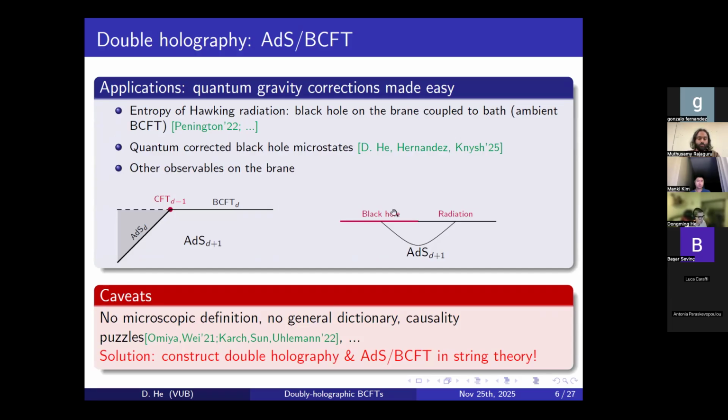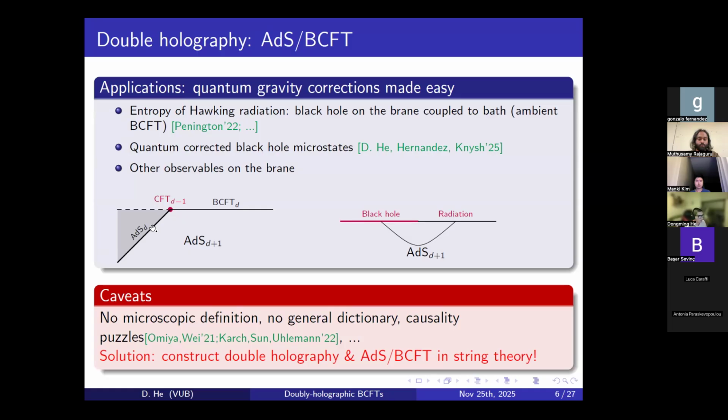So the first example is the Hawking radiation. So consider a black hole coupled to some bath which collects the Hawking radiation. And the quantum corrected entanglement entropy can be studied by the RT surface in the bulk, which is very simple. And there can be other observables on the brane to be studied. For example, in a recent paper, we studied some quantum corrected black hole microstates living on the brane.